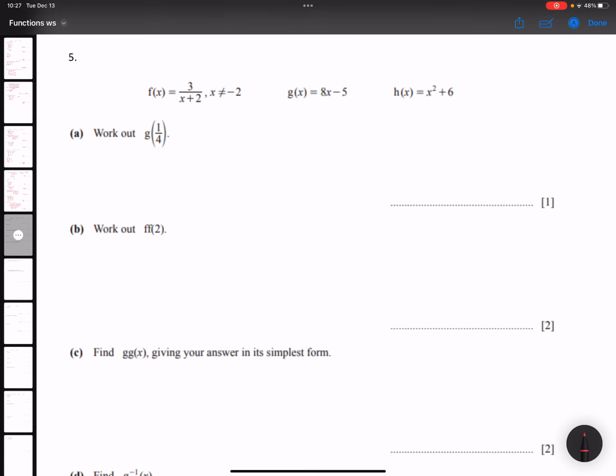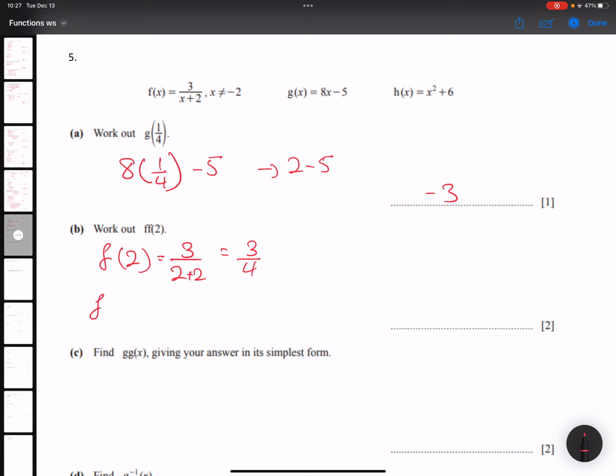Alright guys, so g of 1 over 4: 8 times 1 over 4 minus 5, that's 2 minus 5, that's negative 3. f of 2: you start with f of 2, which is 3 over 2 plus 2, which is 3 over 4. Then f of that, let me just write it as a decimal, it's easier for me. So 0.75 plus 2, that is going to give me 12 over 11, I think.